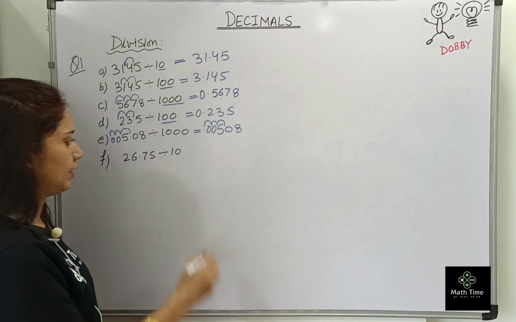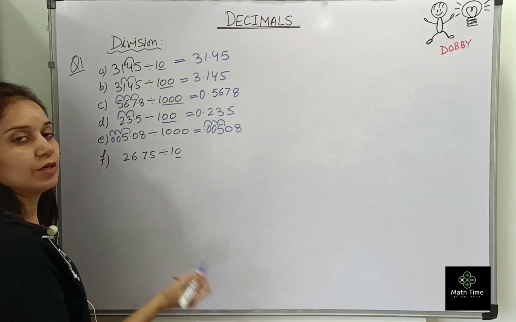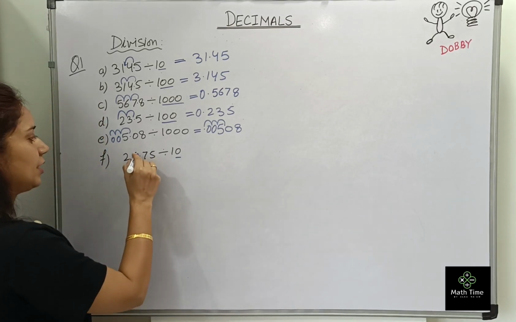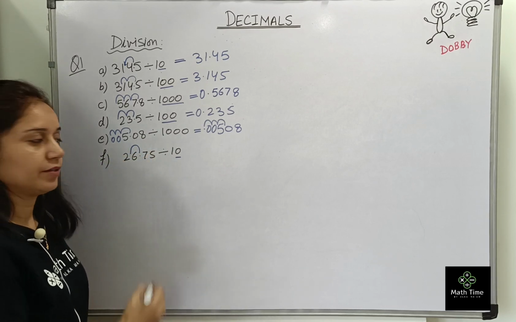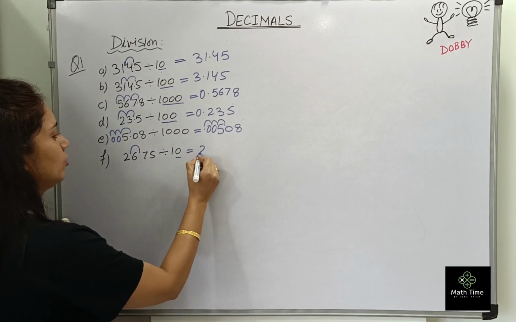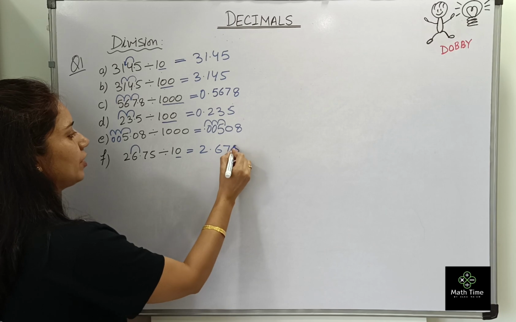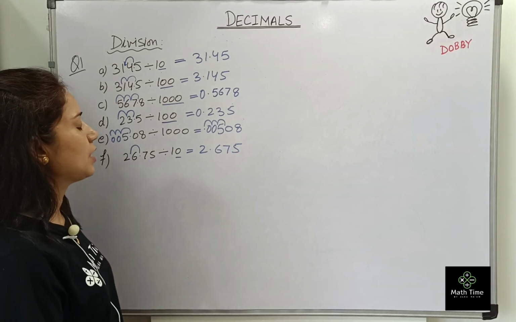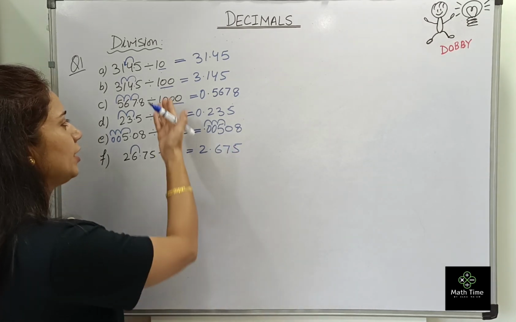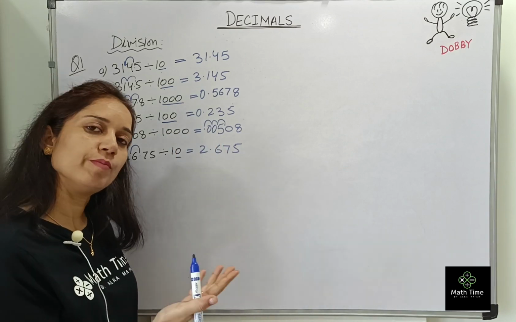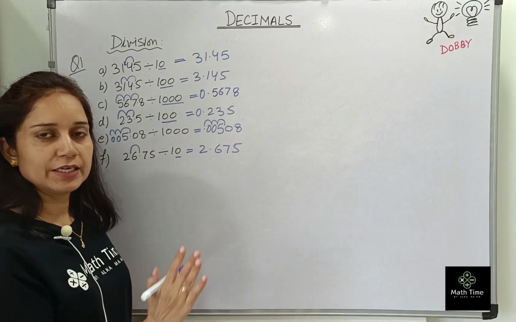Next question. 26.75 divided by 10. Divided by 10, so the decimal will shift one place to the left, back of 6. It becomes 2.675. Okay, this is how we divide by 10, 100, 1000. So mentally you can divide easily.